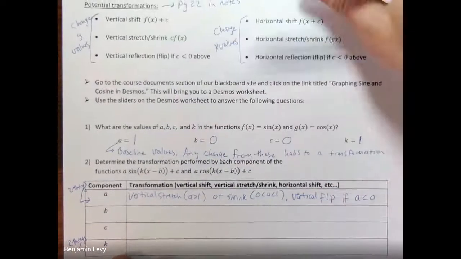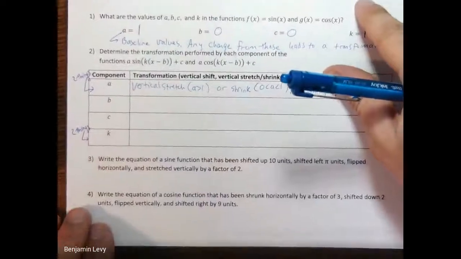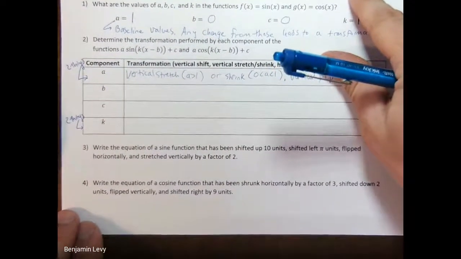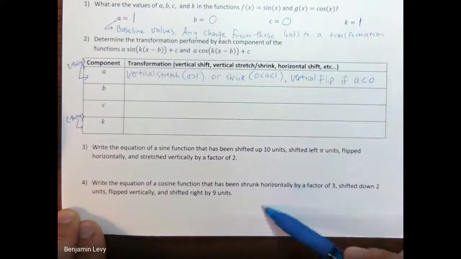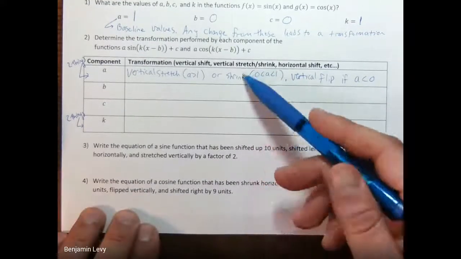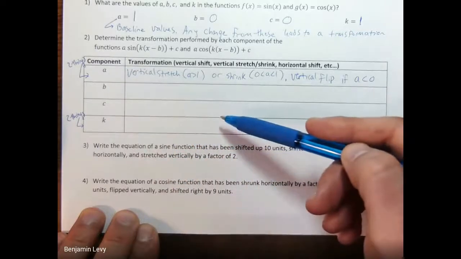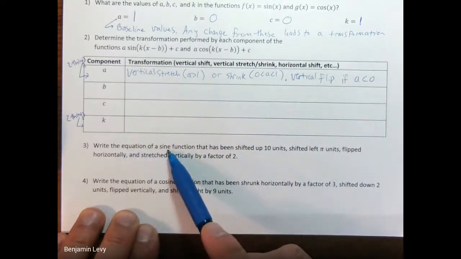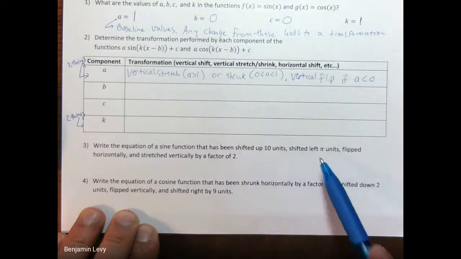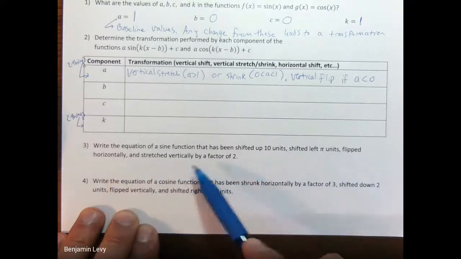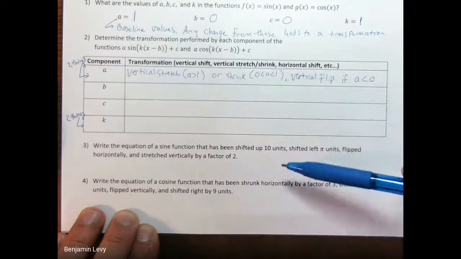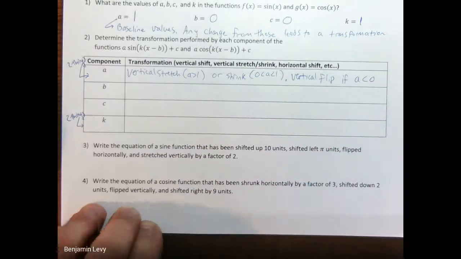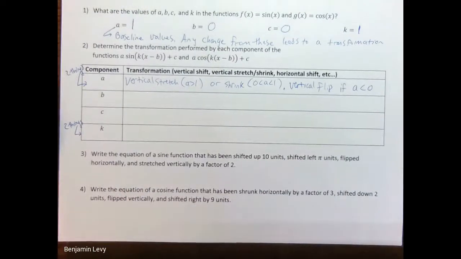And then the final thing that you should look at on this page before I come back and talk about the answers is, once you know what these transformations do, we should be able to write down transformations. So if we know what the various components do to the transformations, then we can write an equation of sine that's been shifted up 10, left pi, flipped horizontally, and stretched by 2 using the information in that table. And so after you fill in the table, think about how you might be able to write a couple of transformations based on the information from the table.